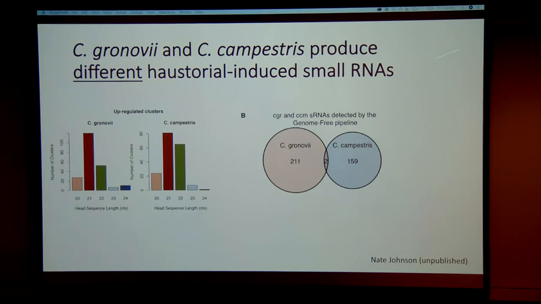But surprisingly, if we ask, is there any overlap, there's very, very little. Okay, so these are the things we found in campestris. These are the things we found in granovii. It's only 2 of those couple hundred things that are in common between the 2. So in other words, the microRNAs that campestris induces are largely different in sequence than the ones that granovii induces.